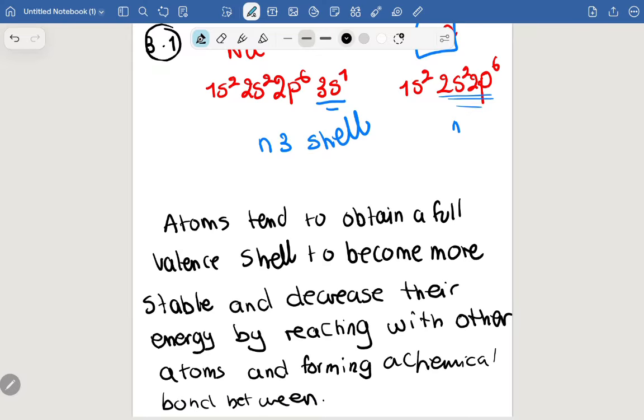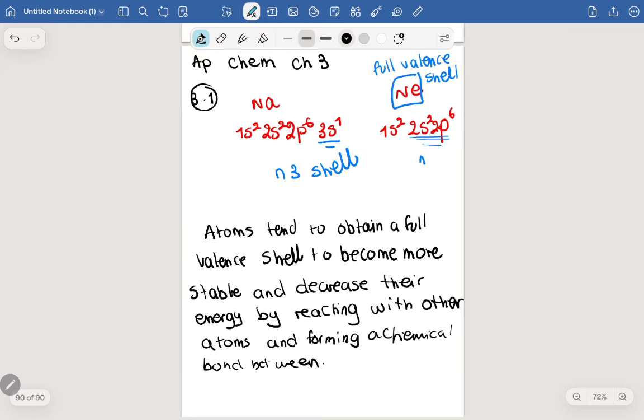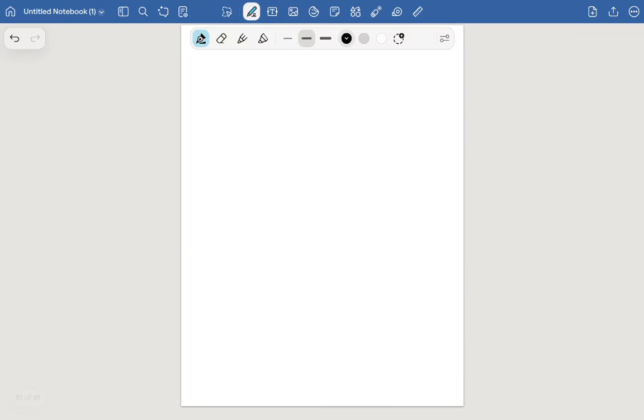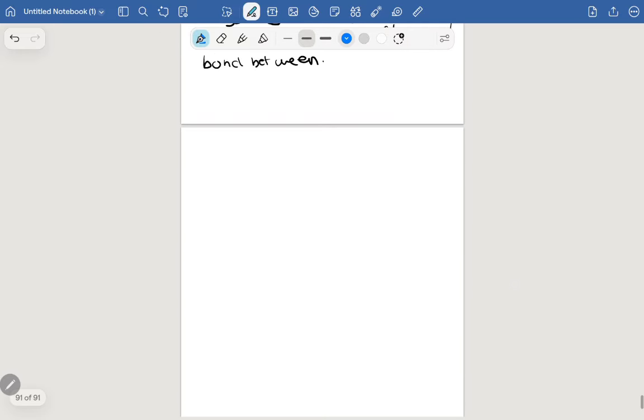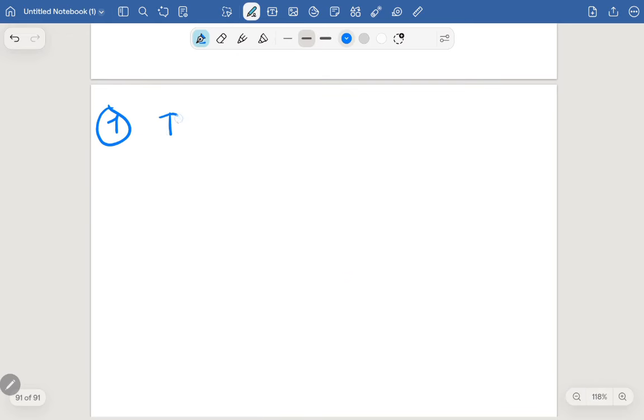Okay, so this is basically the introduction on what a bond is. We know that a bond results because atoms want to be more stable, obtain a full valence shell, and decrease their energy. So they react with other atoms to form a bond between them. Of course, we have different types of bonds. In this chapter, we're only going to discuss four types: ionic, metallic, covalent, and coordinate or dative bonding. In the very first section, 3.1, we go to the first type of bonding, which is ionic bonding.